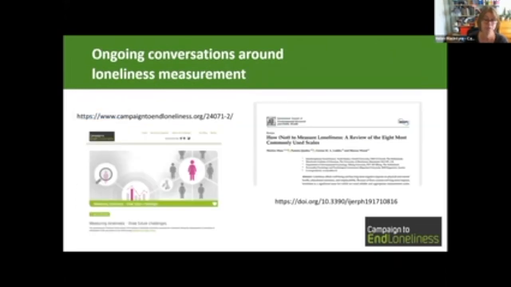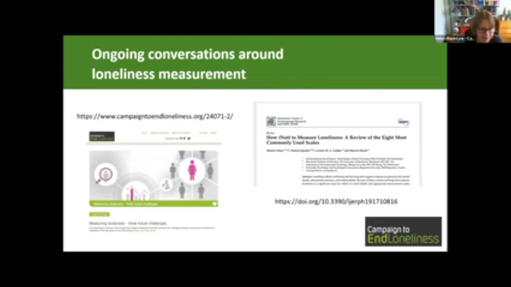So that's an example of how the recommended direct question has been of use to us. But we also know that measurement of loneliness continues to be a live issue for both researchers and practitioners. And there's a lot that particular measures, including the recommended ones, can't tell us. And there is certainly ongoing critical examination of the properties of particular measures by researchers.